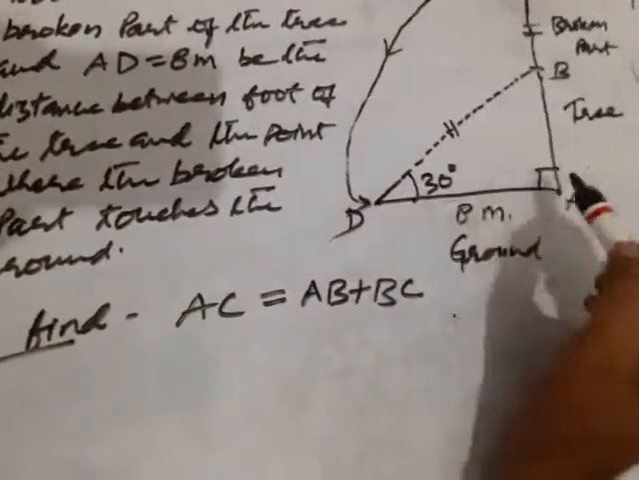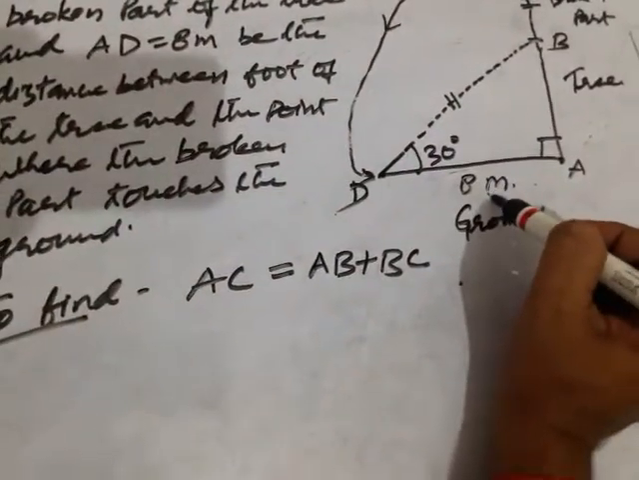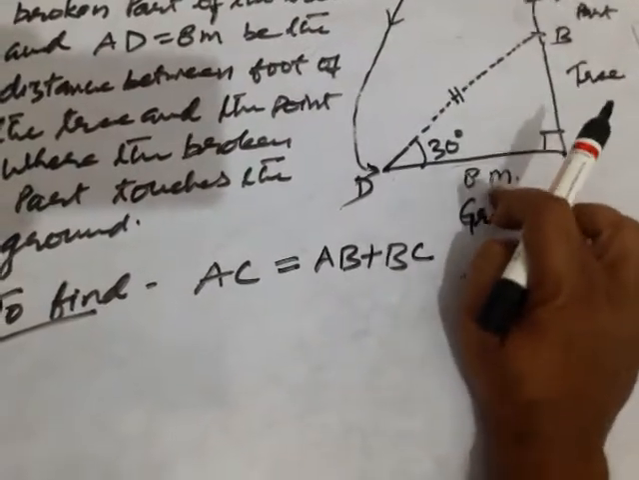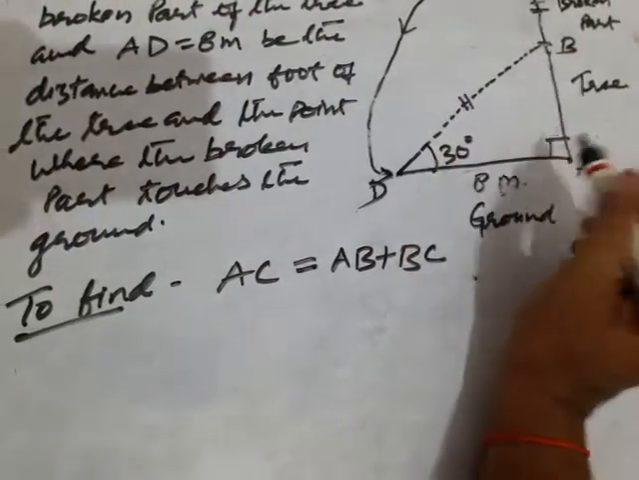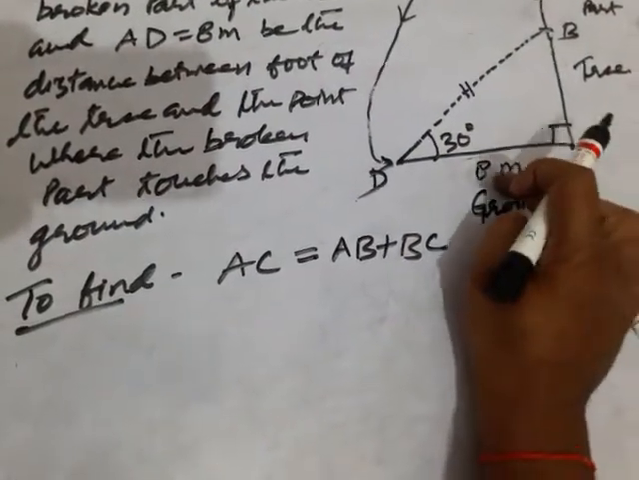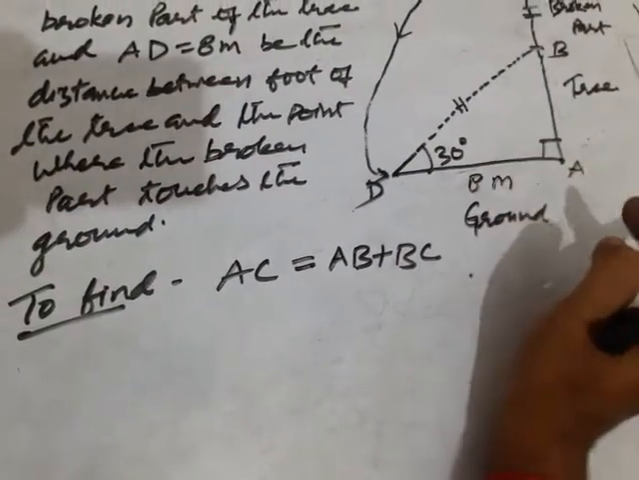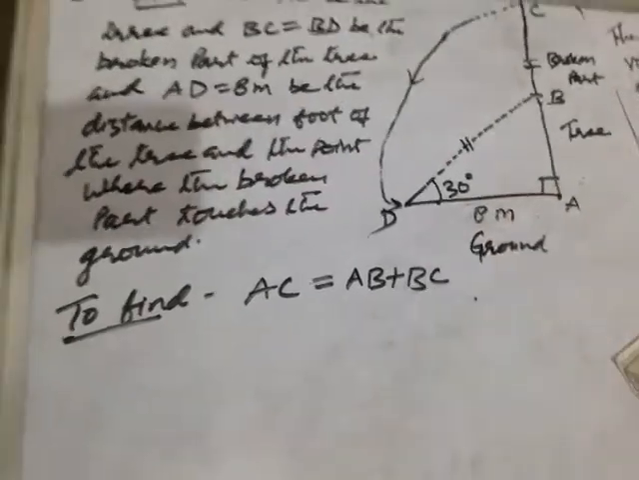Children, now select the trigonometric ratio over here. This time your base is given and an angle is given. So we have to select the trigonometric ratio in such a way that the base is involved. Okay children, let us see.